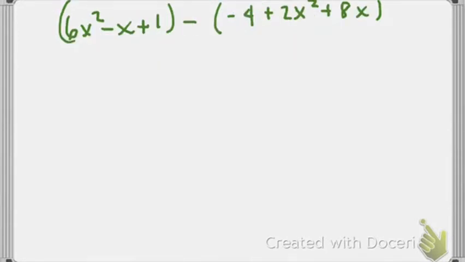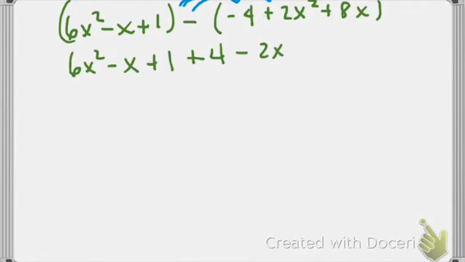Alright, so I decided to go ahead and do another video just to clarify it. Notice my operation is a negative between the two parentheses. So that means I'm going to distribute the negative to everything to the right. A negative times a negative is going to be a positive. A negative times a positive is going to be a negative. And another negative times a positive is going to be another negative. So I'm going to rewrite that. I'm going to say 6x squared minus x plus 1. Notice I dropped the parentheses. This negative and that negative make a positive 4. That negative times that is going to be a negative 2x squared. That negative times that positive is going to be a negative 8x.